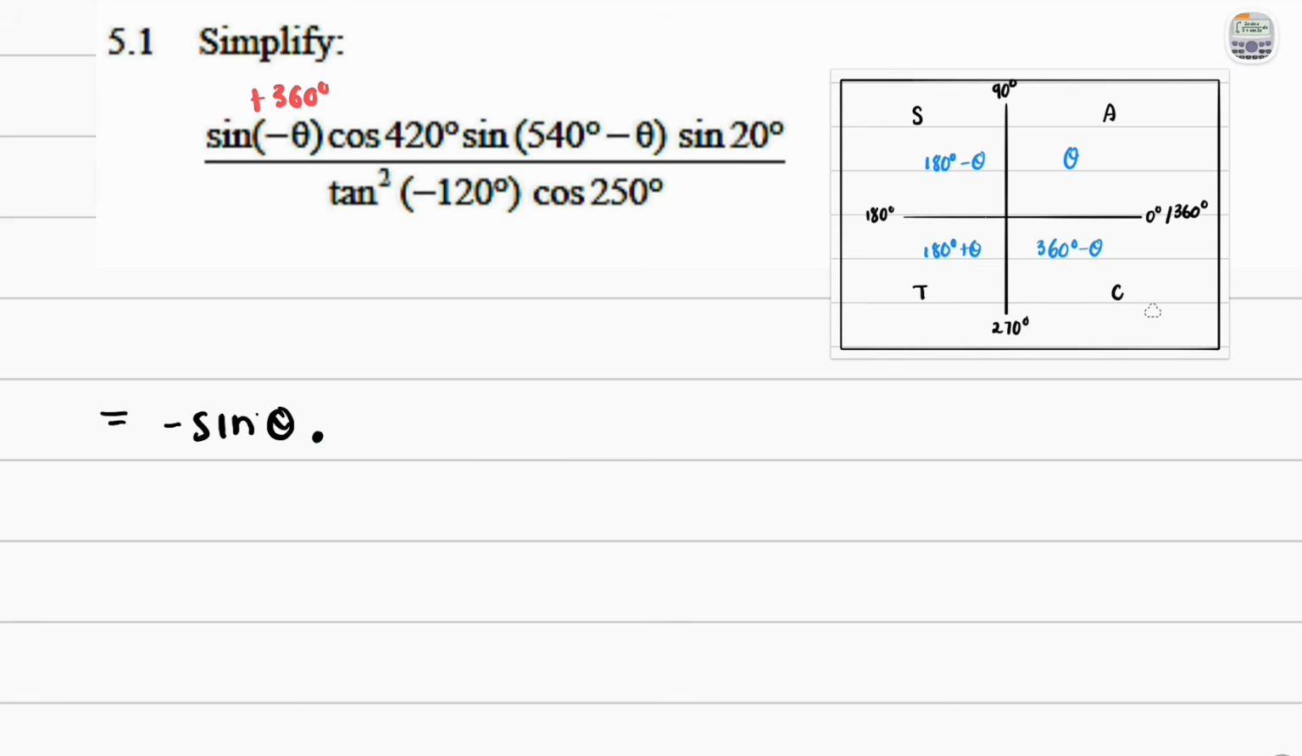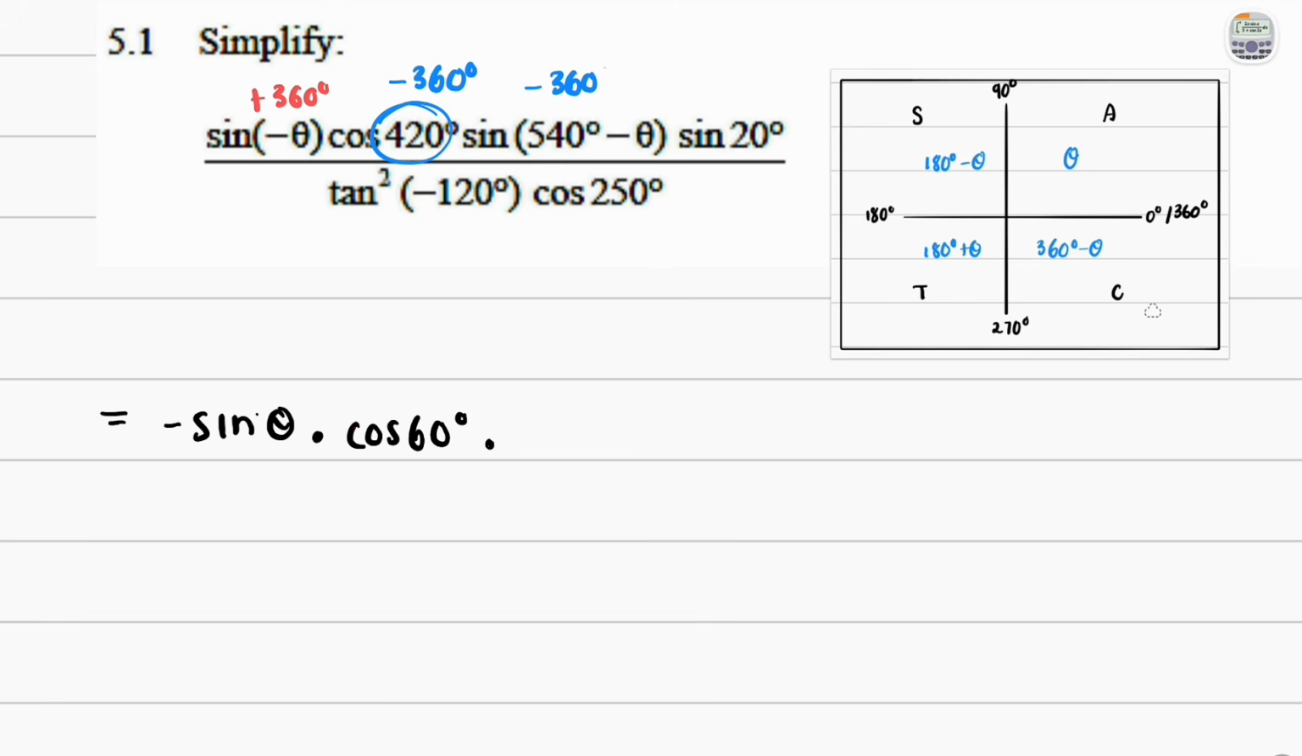And then we are multiplying by cos 420 degrees. The angle that we have here is just over 360 degrees, and when our angle is over 360, we simply subtract 360 degrees. And 420 minus 360 is 60, so this is actually cos 60 degrees, okay, which we can still change using one of the rules for special angles. And then we have multiplied by sine of 540 minus theta. Again, this is an angle over 360.